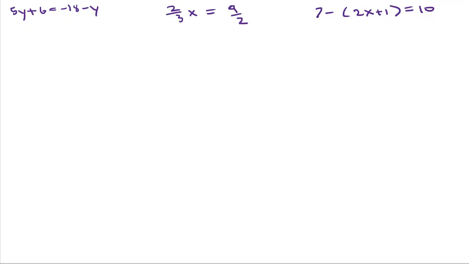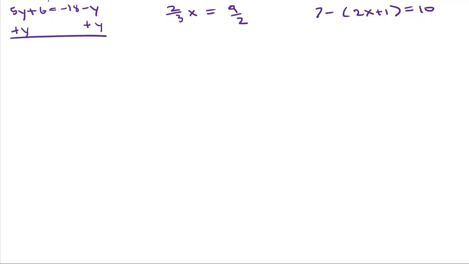All right, so again, what we want to do here is solve these and solve for the variable. For the first one, we want to solve for y. Okay, so we're going to add y to both sides. Again, there's a lot of ways to do this, so this is not just one specific way. But normally if there's a negative, I want to make it positive. So I'm going to add y to both sides.